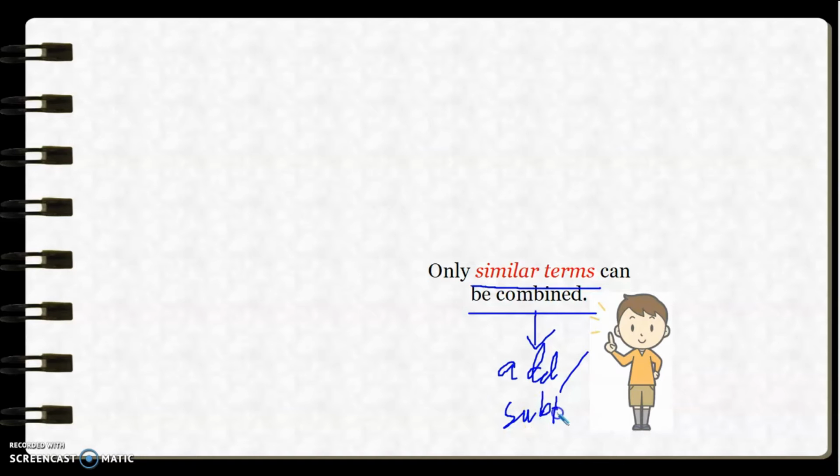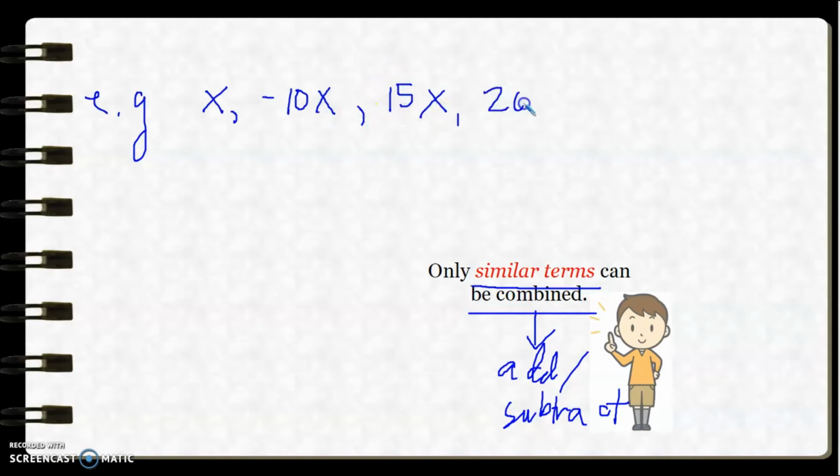So, magre-recall to ng rules ng adding and subtracting integers. And for you to have a set of examples for similar terms, for example, we have an x, a negative 10x, 15x, and 20x. As you can see, of these four terms, the common literal coefficient is x there. Okay? And they differ with the numerical coefficients. Yun yung i-add natin na ito subtract.